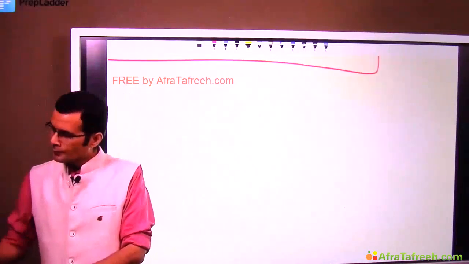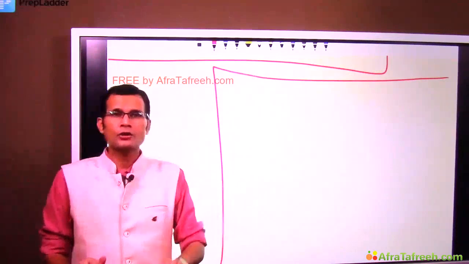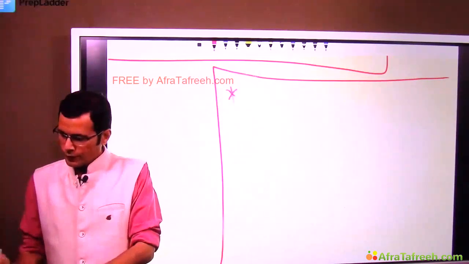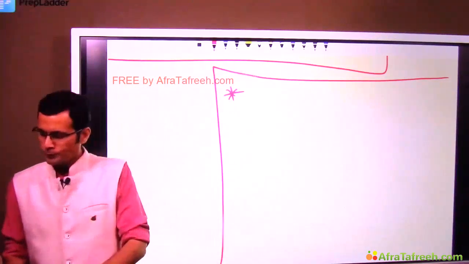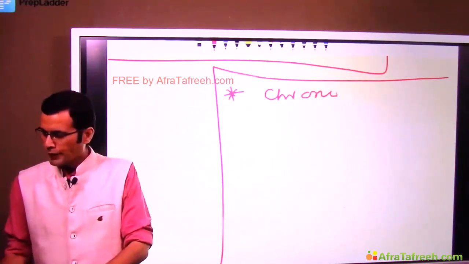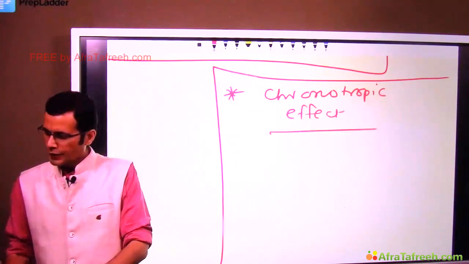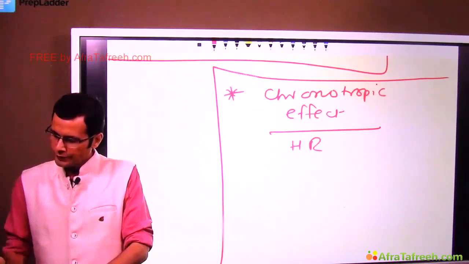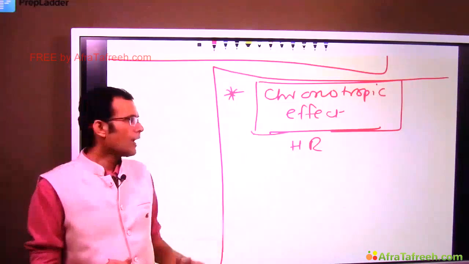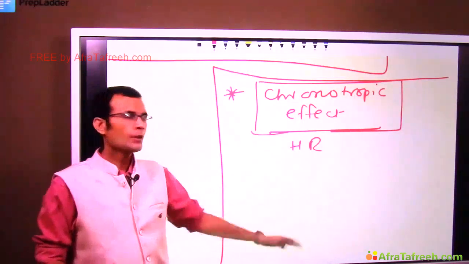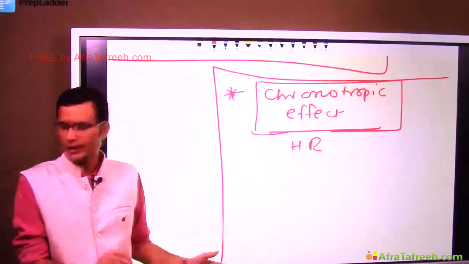Let me also enumerate those effects on the heart. Chronotropic, dromotropic, you might have heard those terms. So chronotropic effect is the effect on the heart rate. Sympathetic nerves have a positive chronotropic effect. The parasympathetic nerve, the vagus, has a negative chronotropic effect. It decreases the heart rate.